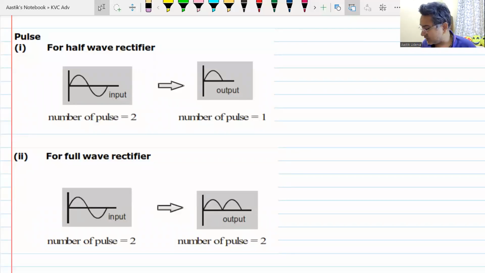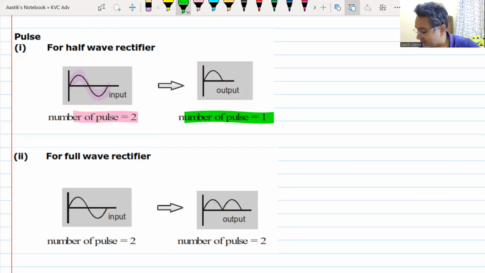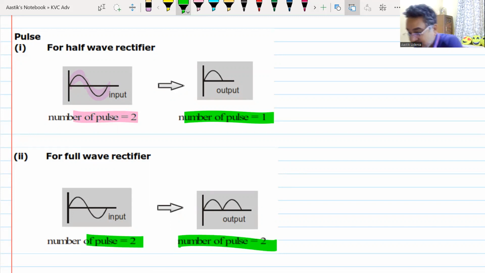If we talk in terms of pulses, here you can see there are two pulses in the input, but in the output you only have one pulse. We understand pulse? Yes. Here you have two pulses in the input and two pulses in the output. So remember, they can ask a question on anything. You have 1 minute to note this down.